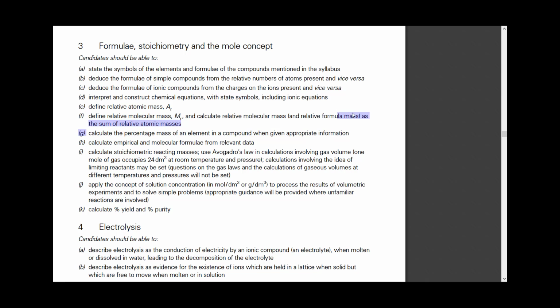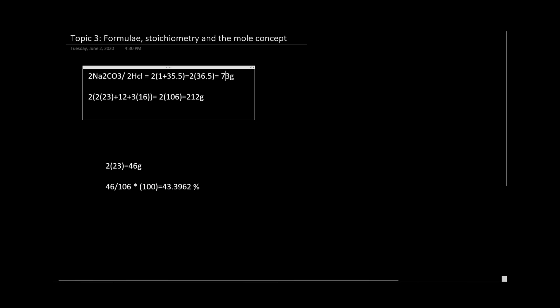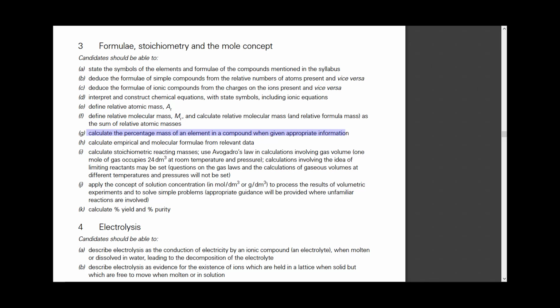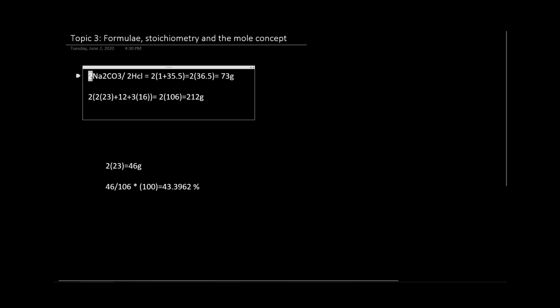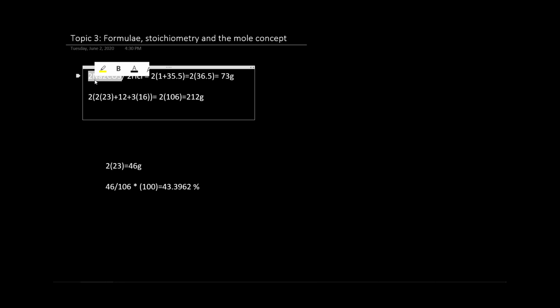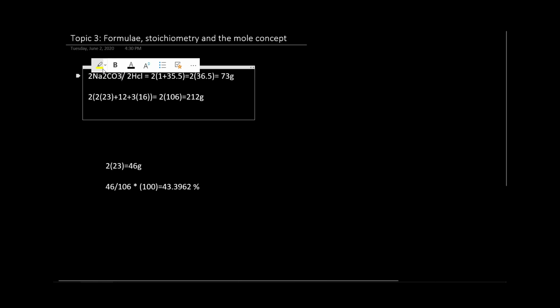So next, when we are asked to calculate the percentage mass of an element in a compound, when the mole is greater than 1, or when the coefficient is greater than 1, what you do basically is, now consider if in 1 mole of Na2CO3 there was 2 for instance, you're asked to calculate the percentage composition of sodium in 2 moles of sodium carbonate, right?